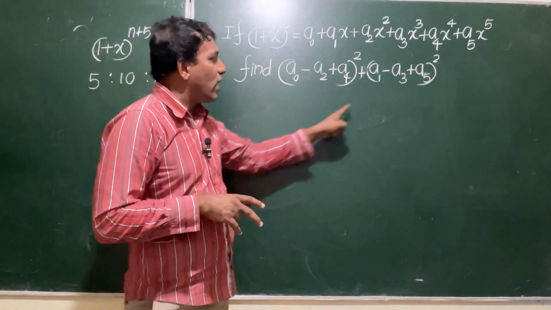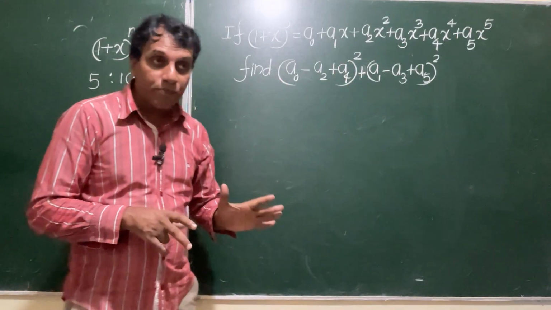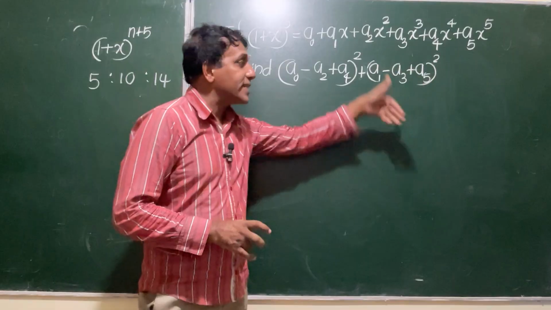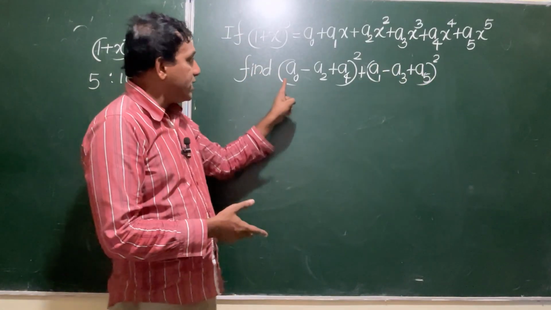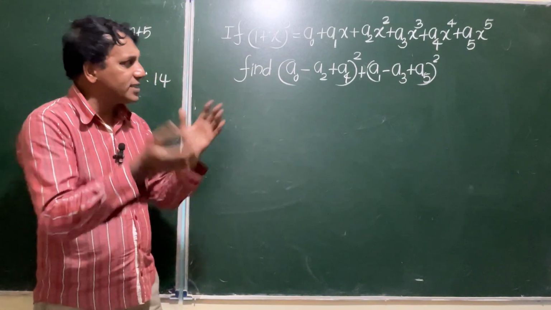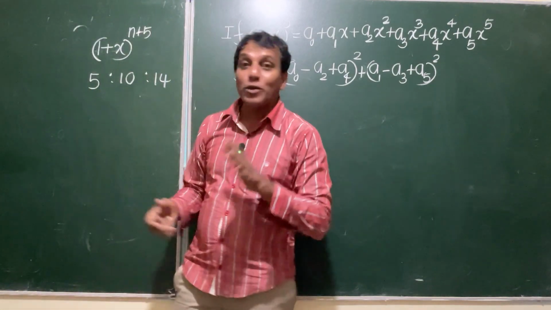Then find this value, that's my problem. Or maybe they ask a structure type problem: show that it equals a number, because these are numeric values. Therefore, some simplified answer comes as a number. We'll complete and come back to this another binomial.